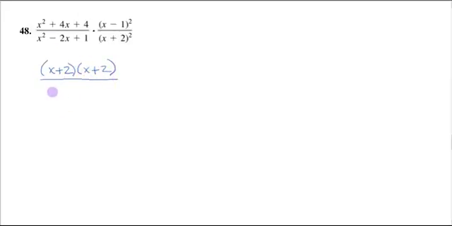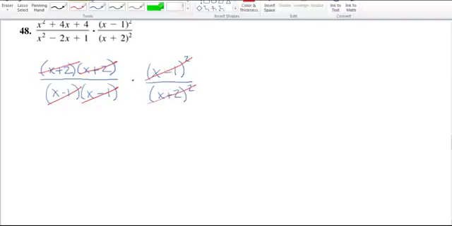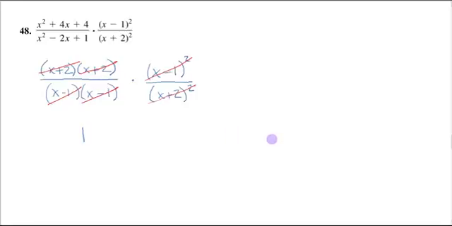And the denominator here is x minus 1 and x minus 1. And we're multiplying by x minus 1 quantity squared and x plus 2 quantity squared. Now I can cancel some like factors here. I have 2 x minus 1's on the top and 2 x minus 1's on the bottom, so that cancels all of those. I have 2 x plus 2's on the top here and 2 x plus 2's on the bottom here, so that cancels both of those. And just like in the last problem, it all cancels as 1.